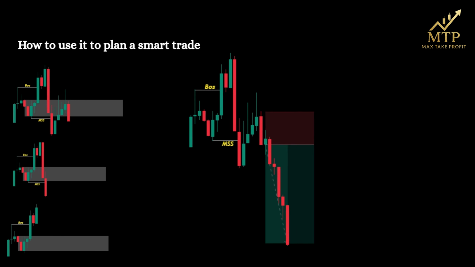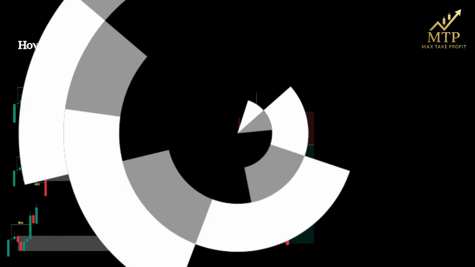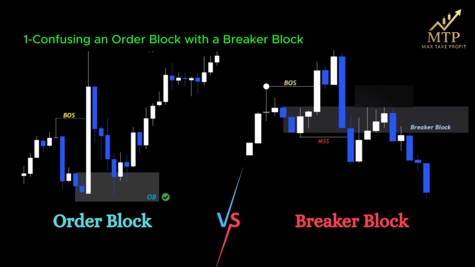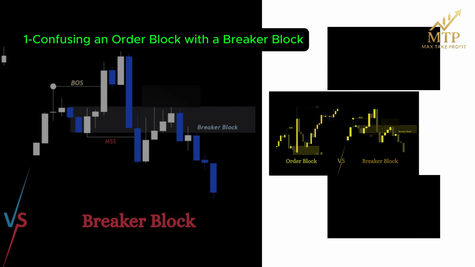Now that we've seen how the breaker block works in a real example, let's move on to something just as important: the common mistakes you should avoid to keep from falling into market traps. Mistakes to avoid when trading breaker blocks. 1. Confusing an order block with a breaker block. Many beginners can't tell the difference between a valid order block and one that failed and turned into a breaker block. Always make sure there's a market structure shift, MSS, before calling it a breaker block.